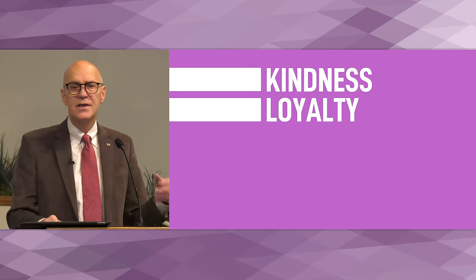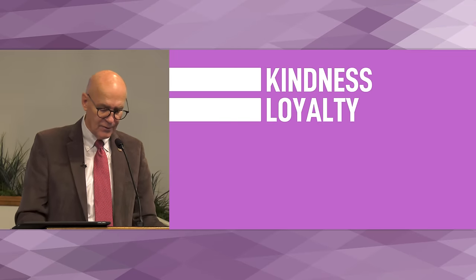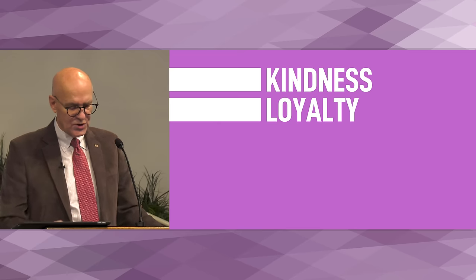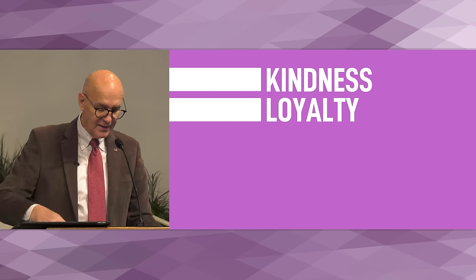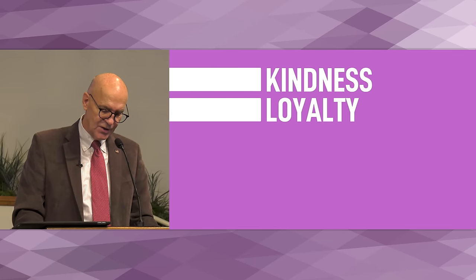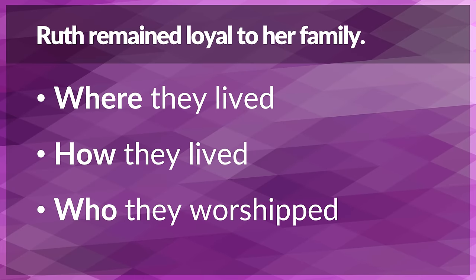And so in here we see the second cord of love, which is loyalty. Ruth's life and loyalty was sworn to her husband and his family. And to that family, she remained loyal. She wanted to live where they lived. She wanted to become as they were. And more importantly, she wanted to worship as they worshiped.